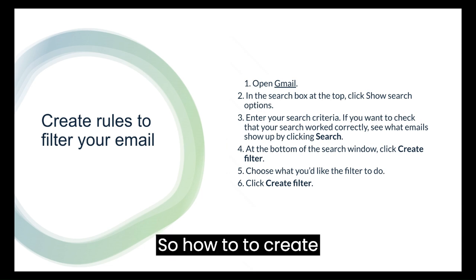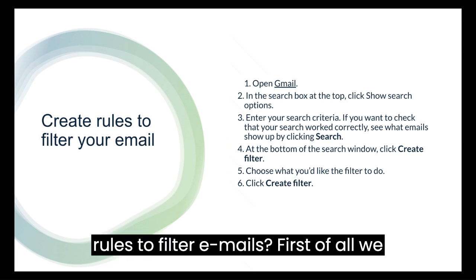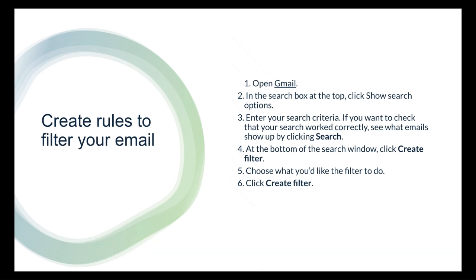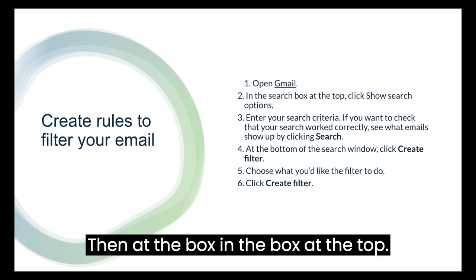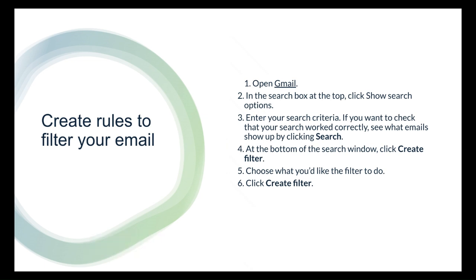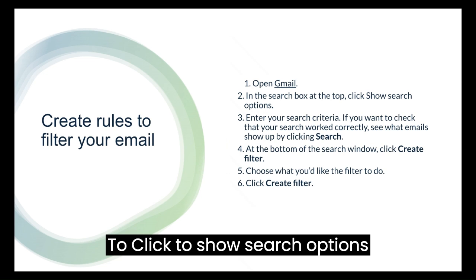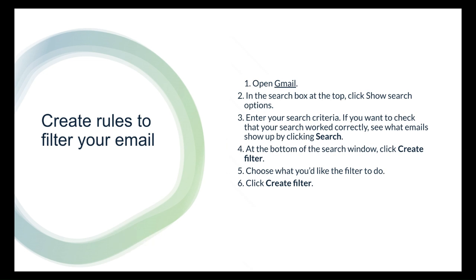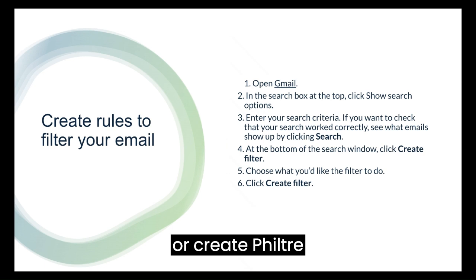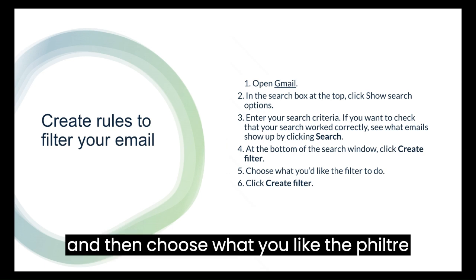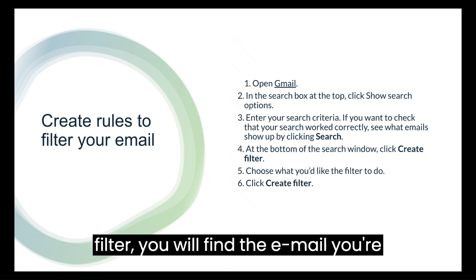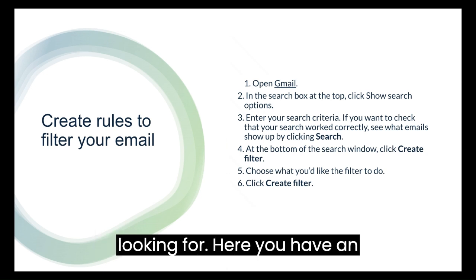So, how to create rules to filter email? First of all, we need to open the application. Then, in the box at the top, click to show search options and enter the search criteria. Then, click search or create filter, and then choose what you would like the filter to do. Then, when you create the filter, you will find the email you're looking for.